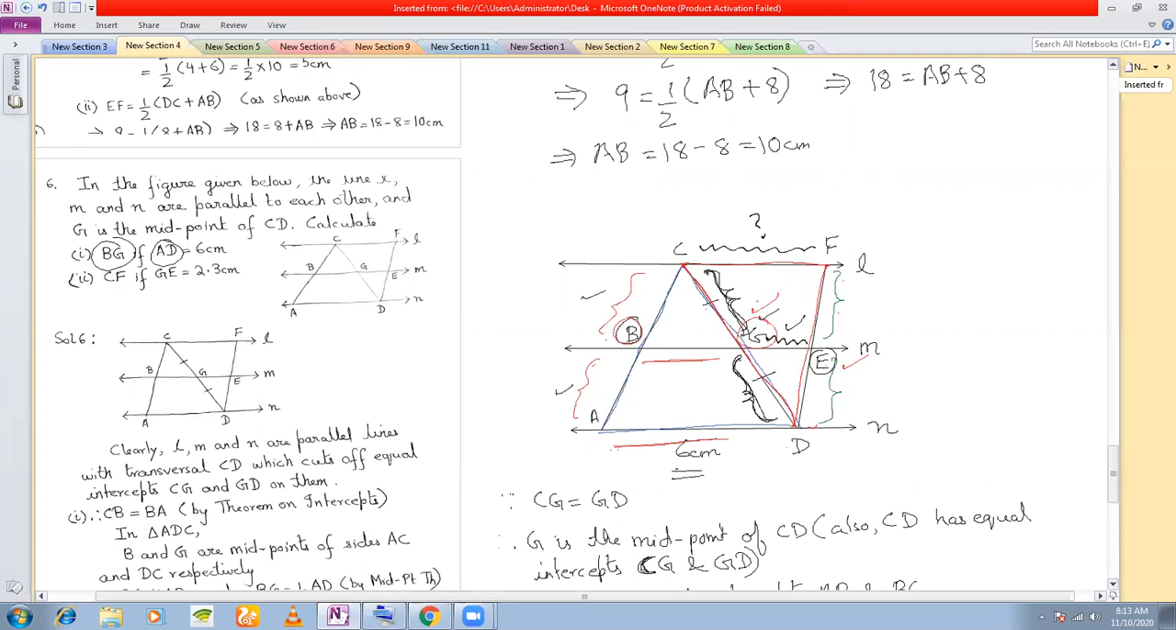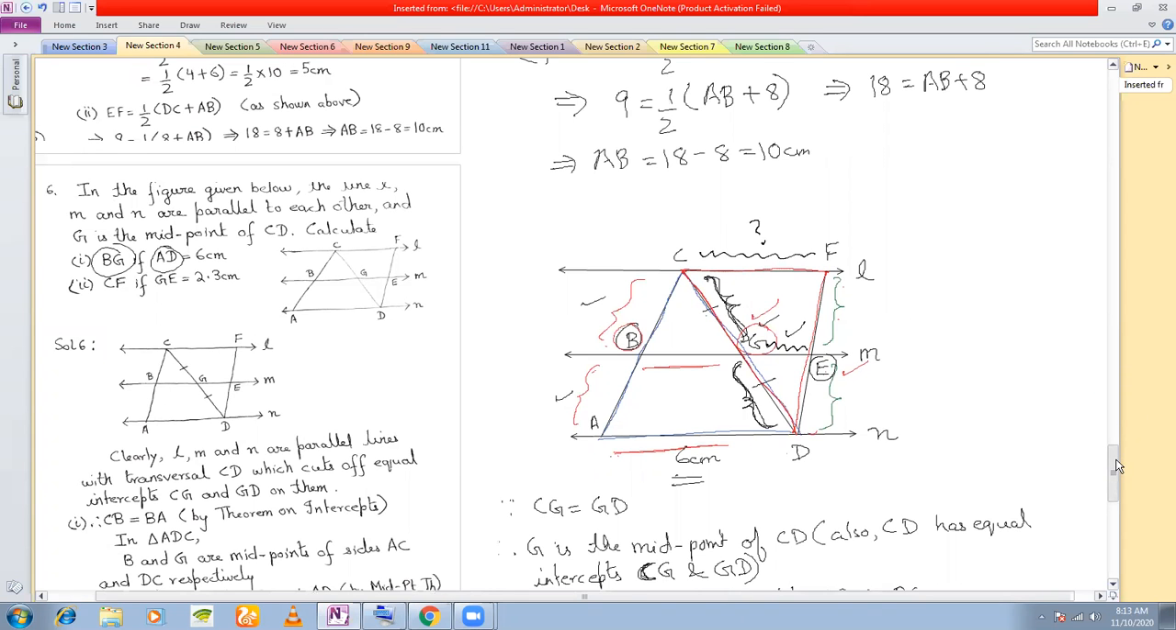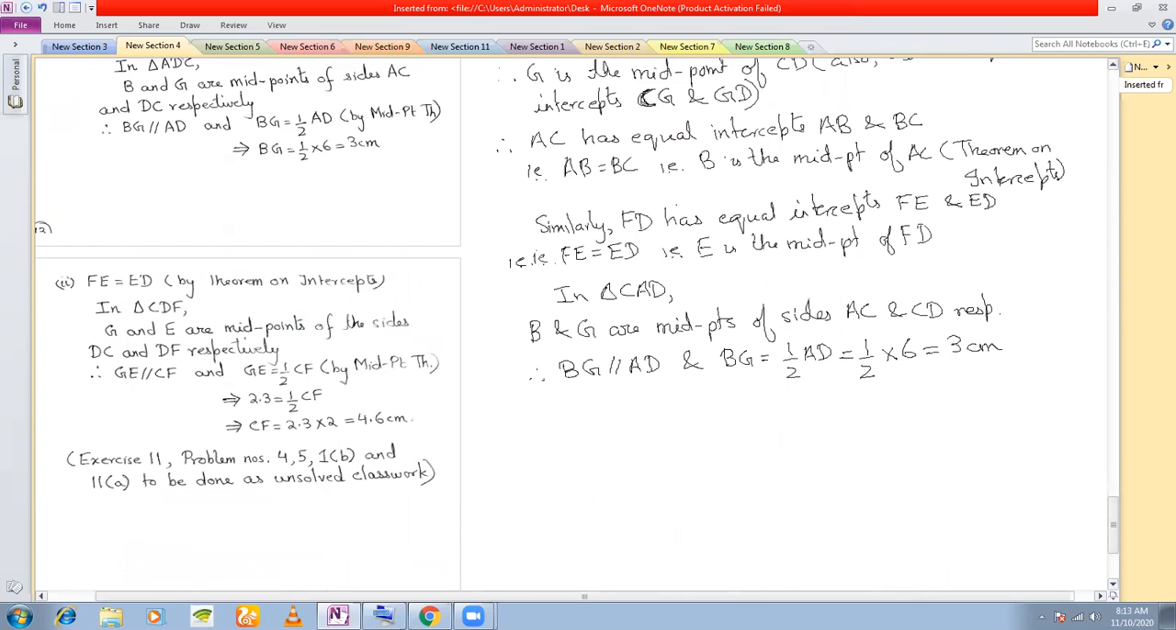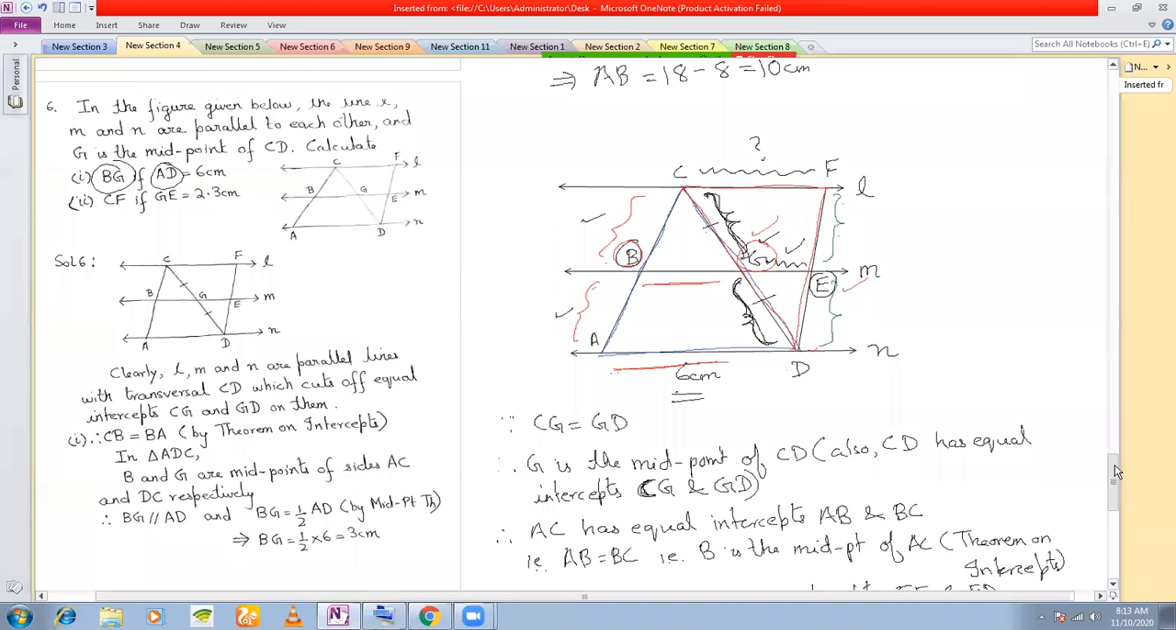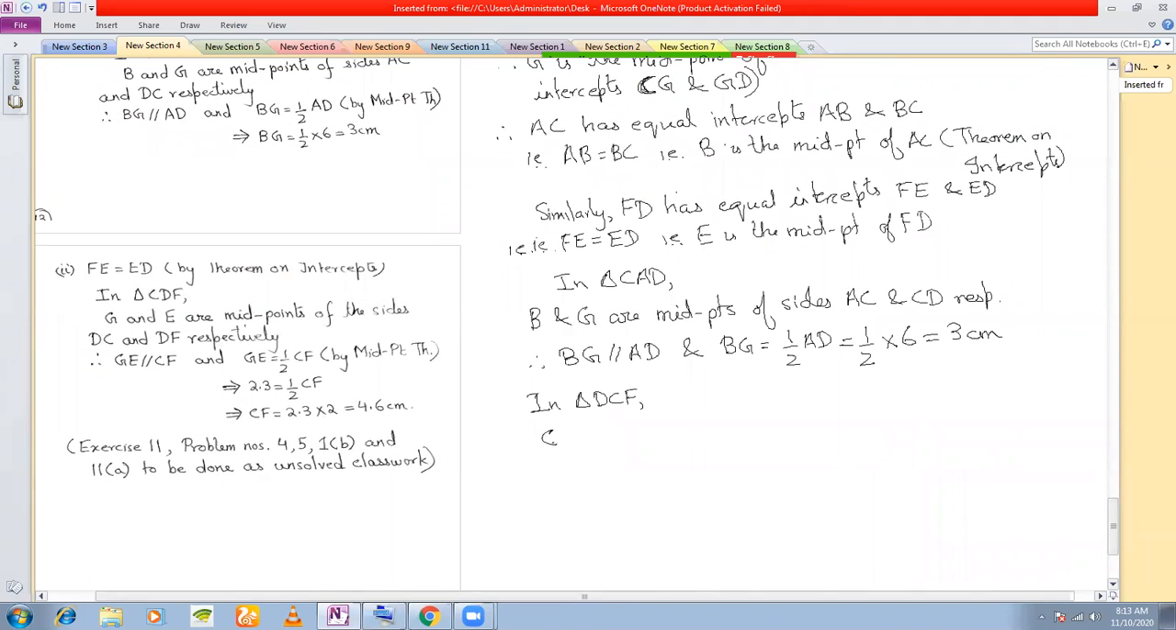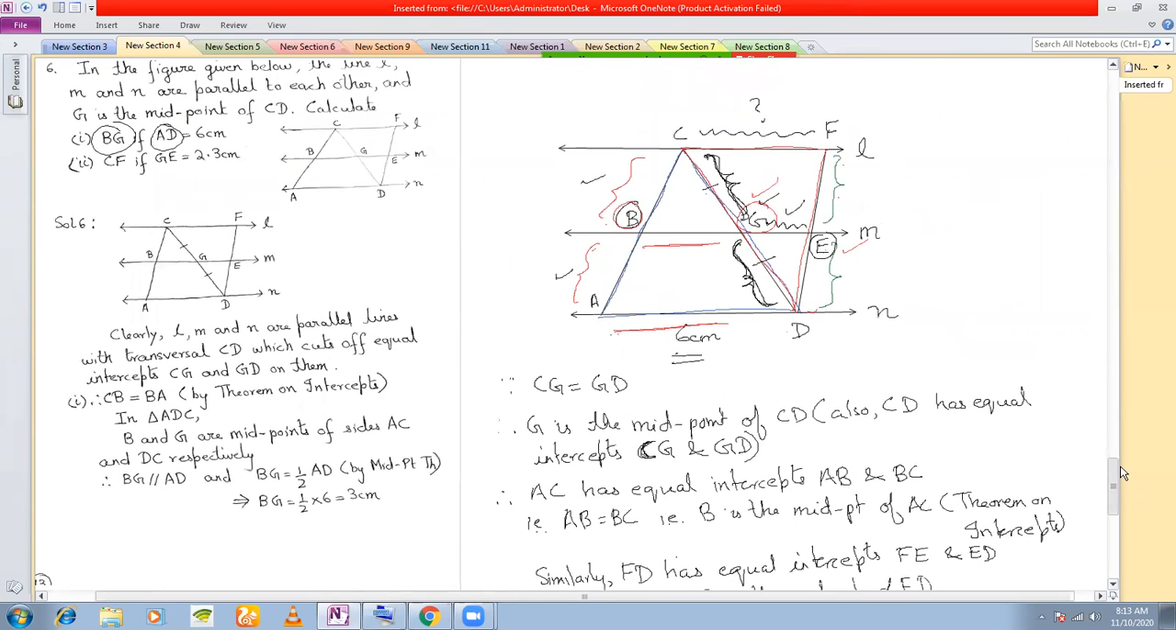And therefore, what is the length of GE given? GE is given to be 2.3. Therefore, what is the length of CF? It should be double of GE, which is 4.6. So let's apply in triangle DCF: in triangle DCF, G and E are the midpoints of sides CD and FD respectively.